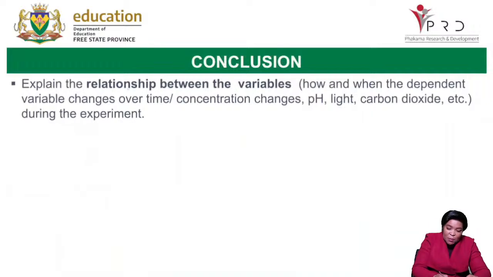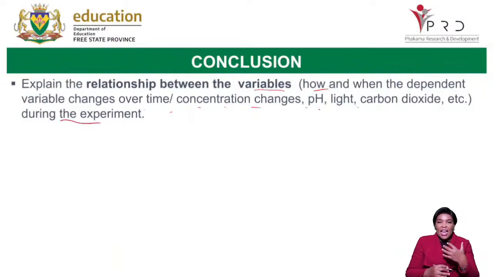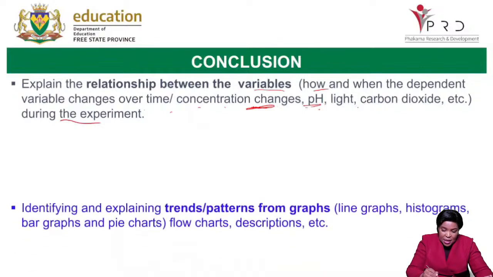Now, a conclusion explains the relationship between the variables, how and when the independent variable changes over time, the concentration, the pH, light, carbon dioxide extractor during the experiment. So tell us what was happening, by doing what now? By interpreting the results and remembering your planning steps. So from your planning steps, you can tell us, when I did this, this and this happened. So I can conclude that this and this needs this. You see? So you will be concentrating on the levels, the concentrations, the time, whatever that you are investigating there.